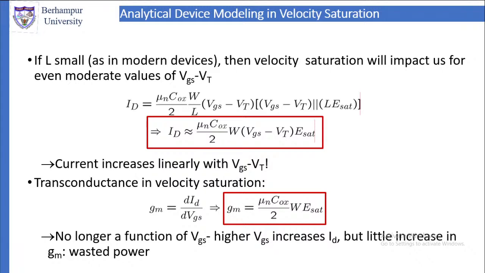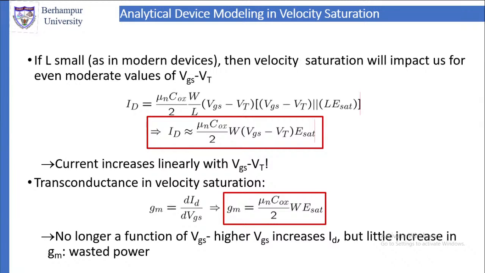Now under this condition, find out what is the transconductance. Transconductance in velocity saturation. Gm is the transconductance, and how do you define it? It is the differentiation of the current ID with respect to the gate to source voltage. So Gm is equal to dID by dVGS. Now that we can easily find out since we know the expression for ID.